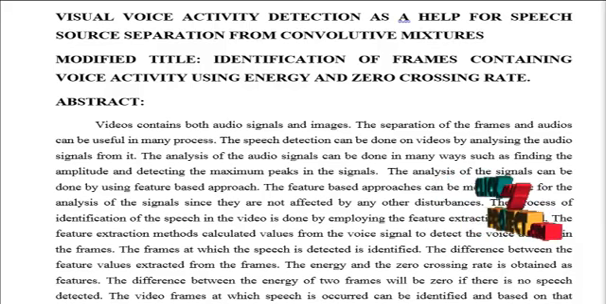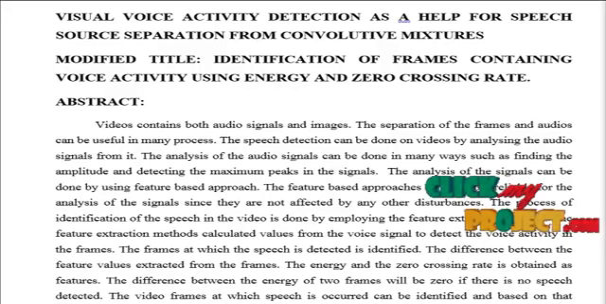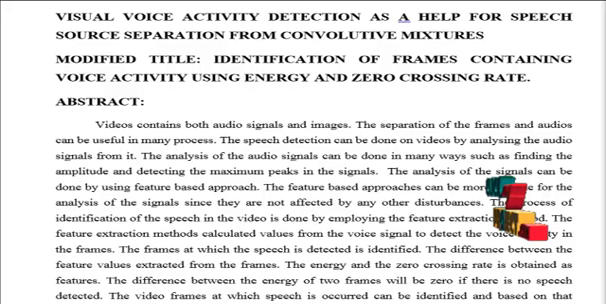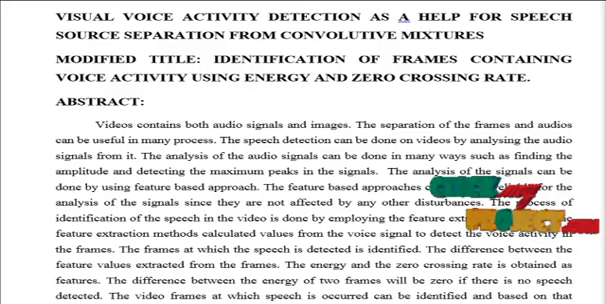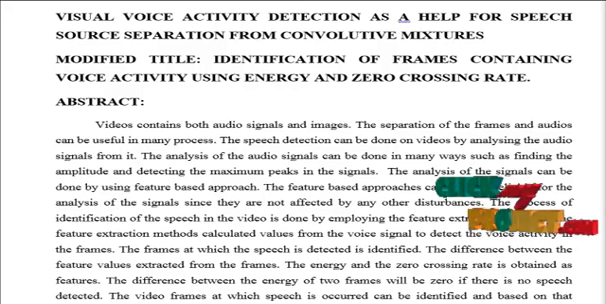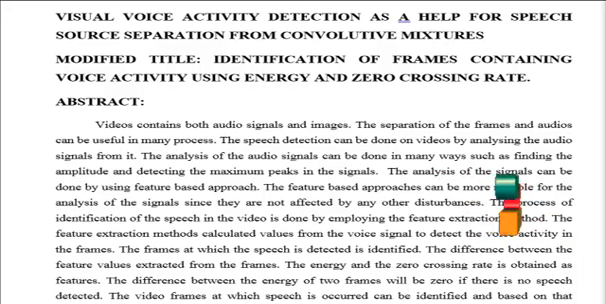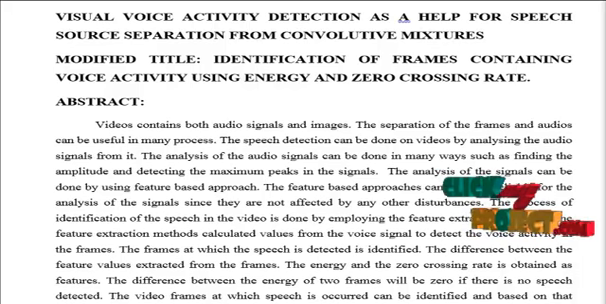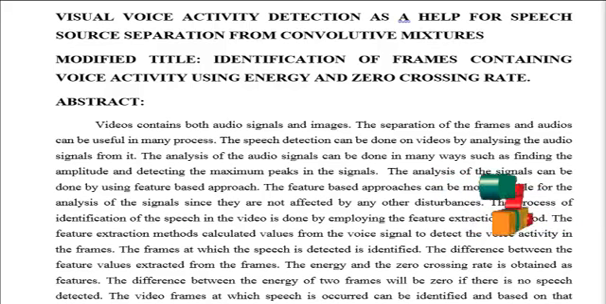The features are extracted from the voice signals. The energy and the zero crossing rate are extracted as the features. The energy and the zero crossing rate are more reliable for audio systems. The difference between the extracted features from the frames is calculated. Then zeros and ones are produced as a binary decision on whether the input frame contains speech or non-speech, and it is calculated.